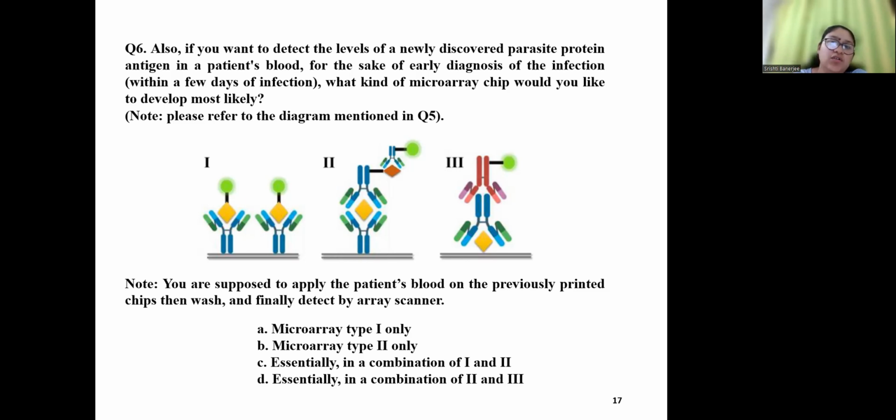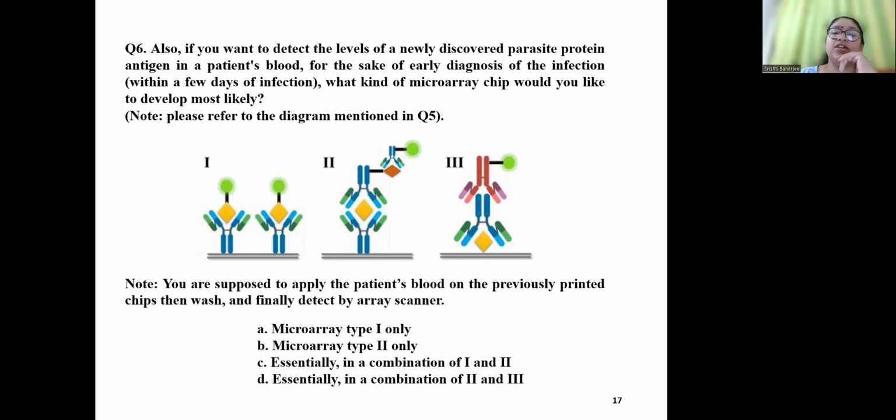So if I want to detect a disease, suppose a newly discovered parasite protein antigen in a patient's blood. So what happens is, yes, we have an answer. B. Okay. So there are a few points you need to keep in mind. No, B is not the correct answer. So you need to keep some points in mind. Let's discuss the question first. So what does the question say? Suppose there's a newly discovered parasite. When this parasite infects humans, the blood will have the antigens or antigen variants of it. Now we need to diagnose what kind of antigen it is, and once we are able to diagnose it, the diagnosis and the prognosis of the infection will be known to us.